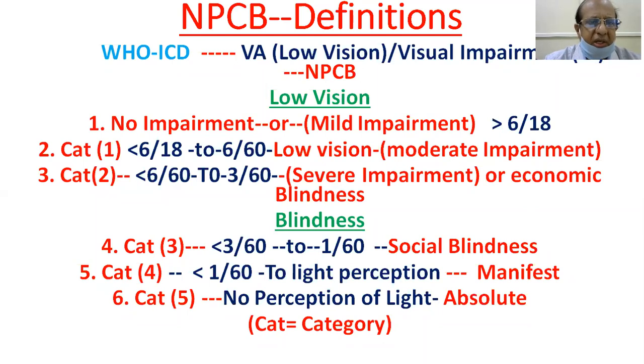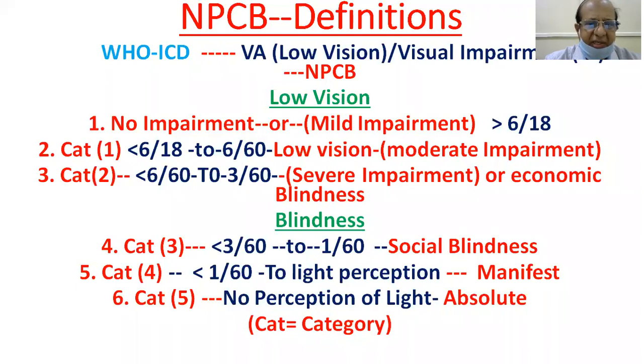Then category 1, less than 6/18 to 6/60, that is low vision or moderate impairment. So mild impairment is more than 6/18, and moderate impairment is less than 6/18 to 6/60. Category 2, less than 6/60 to 3/60, that is severe impairment. So when it comes to 3/60, it is severe. When it comes to 6/60, moderate impairment, or less than 6/18. More than 6/18, it is mild impairment.